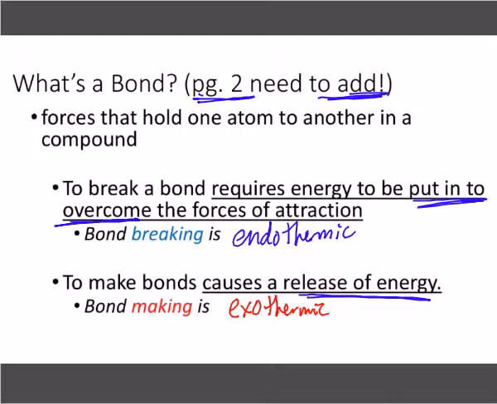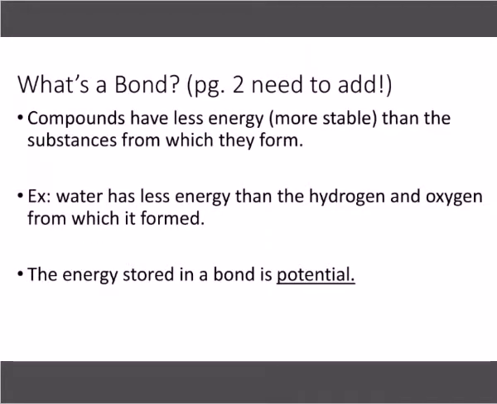All the stuff we've done up to this point, we will come back and keep doing all throughout the year. The basics really drive a lot of those concepts and those big ideas that we talk about later on in the year. All right? So, bond breaking is endothermic, bond making is exothermic. Compounds, guys, then have less energy, which means they are more stable than just the single substances that they form from. Okay? They're more stable when they have bonds together because it's less energy.